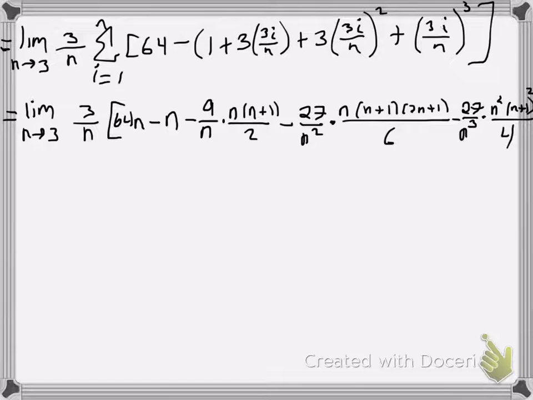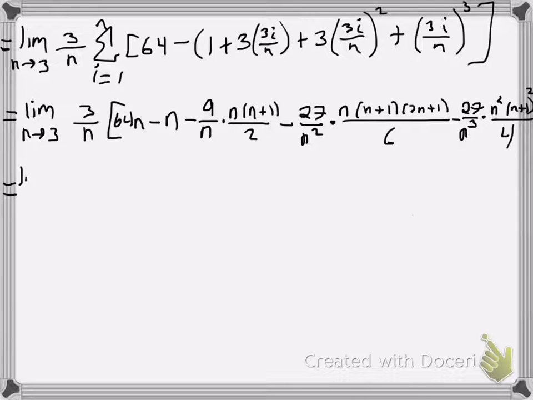Okay. So what we're going to do now is distribute this 3 over n all the way through, and also expand out and do some simplification. We are lacking real estate, so we're going to try to be efficient here.